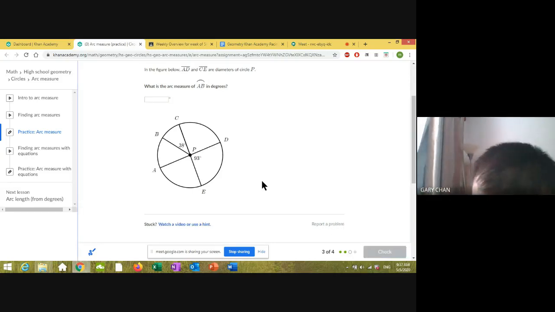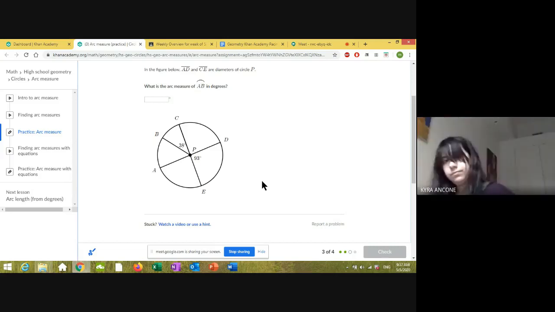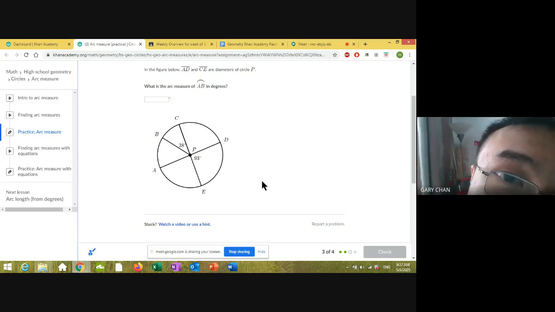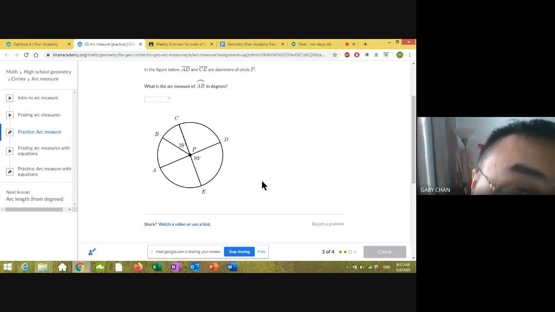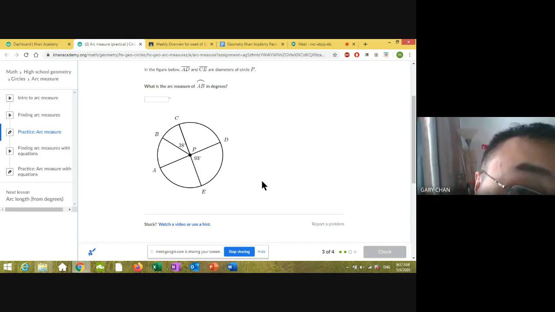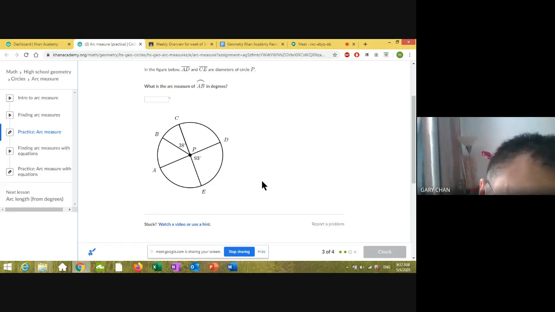All right. We're going to do it again. In the figure below, AD and CE are diameters of circle P. What is the arc of AB? And again, we're talking about the minor arc in this case, right?